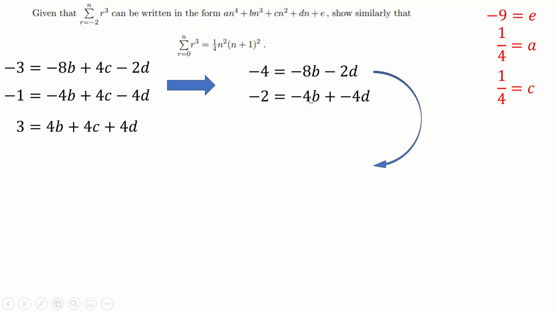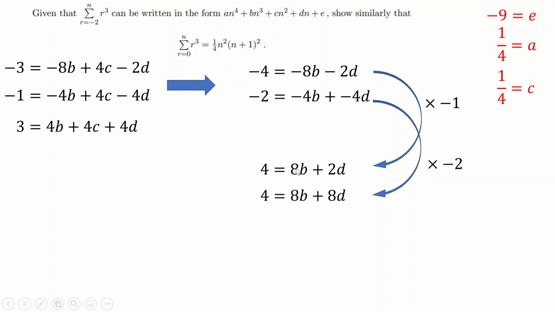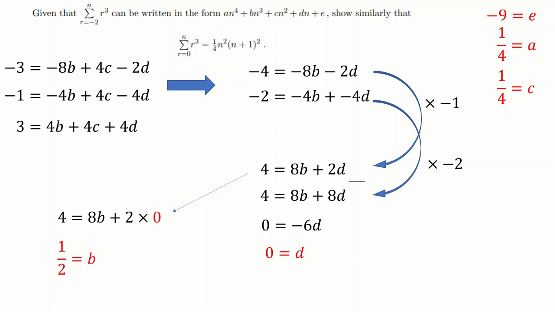It's the last thing I need to do. Let's times that one by -1 because I don't like negatives. And let's times this one by -2 because I notice if that gets times by -2, it'll match up with the 8. All right, now let's actually subtract them this time. 0 equals 0 minus 6d. d is 0. So that's my 4th variable. 4 out of 5. At this point, I only need 1 equation to find the last variable. So let's just use this one. Put d as 0 into there. 4 equals 8b. Divide by 8 to get b as a half. And those are my 5 variables.